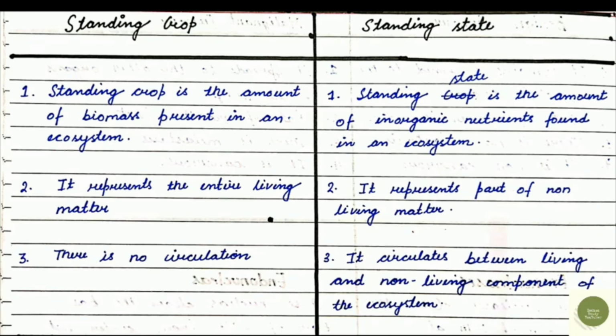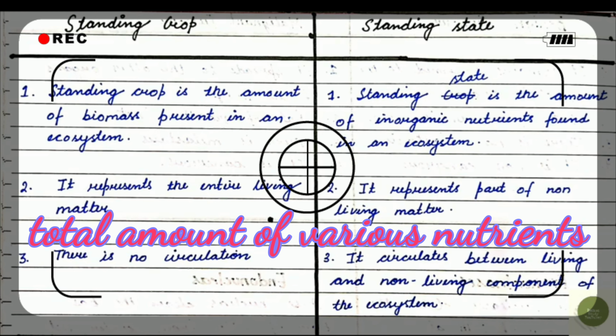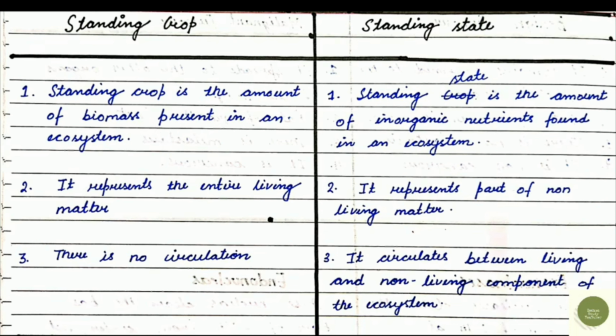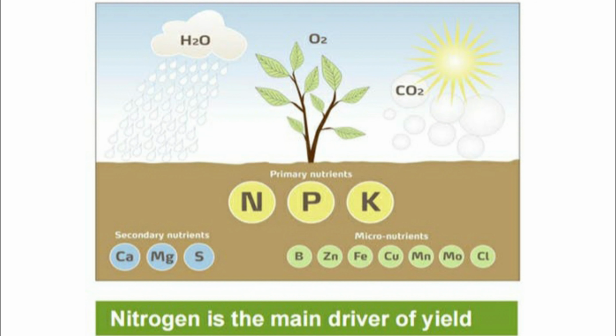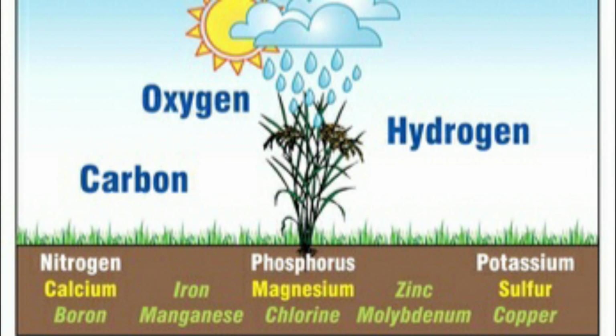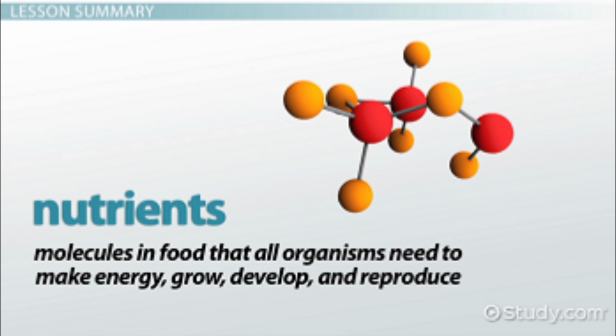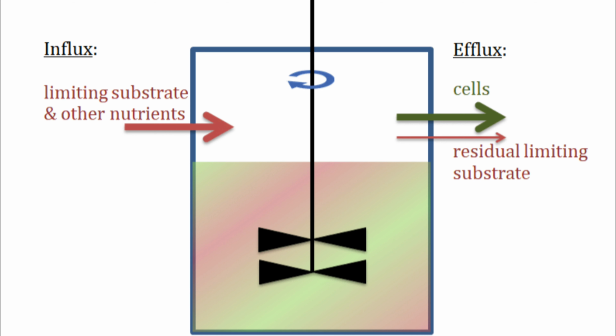One more definition is standing state. It is defined as the total amount of various nutrients like nitrogen, carbon, phosphorus, and calcium present in the soil at any given time. It varies in different kinds of ecosystems and also on a seasonal basis. The environmental factors are responsible for the rate of release of nutrients into the atmosphere, and the reservoir functions to meet the deficit occurring due to imbalance between influx and efflux.